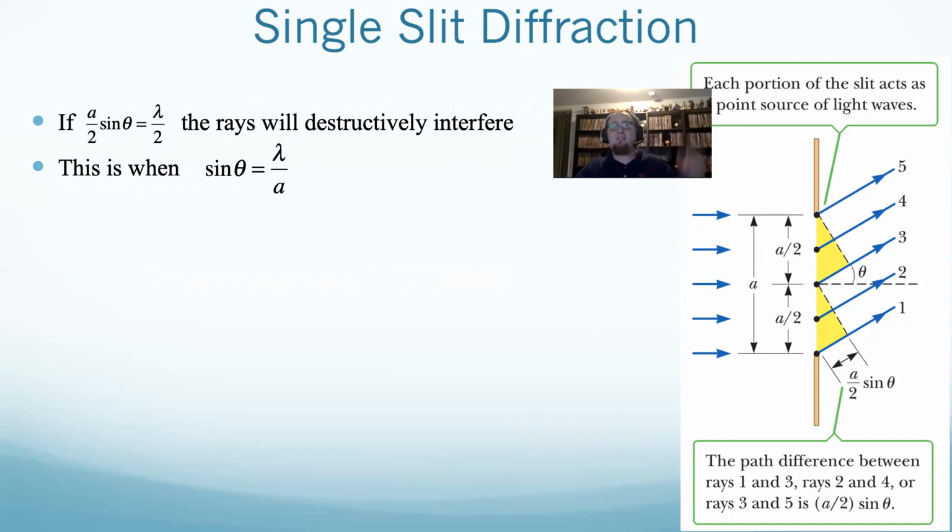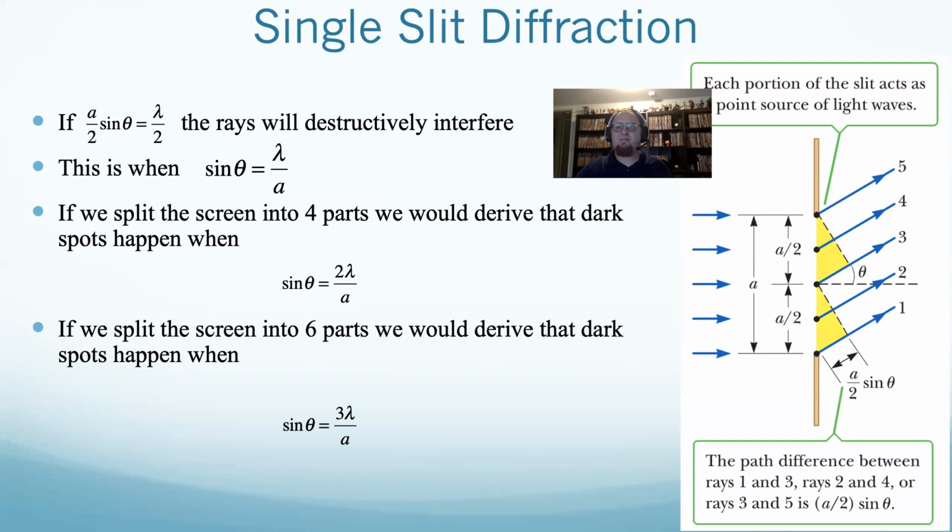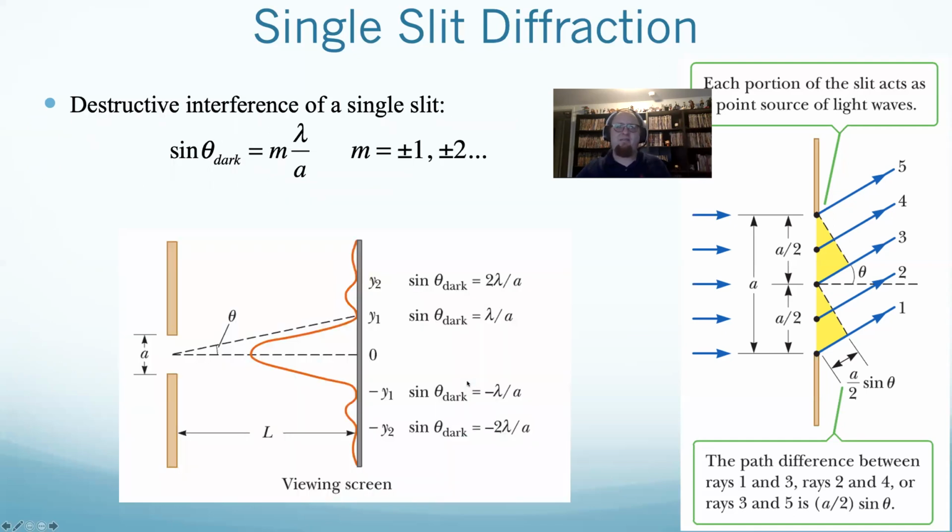And if we split the screen into 4 parts, we can find the dark spots too, as when they're like this. If we go into 6 parts, we could find the dark spots, and the dark spots would be like this. And we're like, oh, take a look. It's just going up by 1, 2, 3, and so on. Let's just use an M again. And we can find the destructive interference from any single slit. We'll go as sine of theta equals M lambda over A. Well, M is once again any integer.